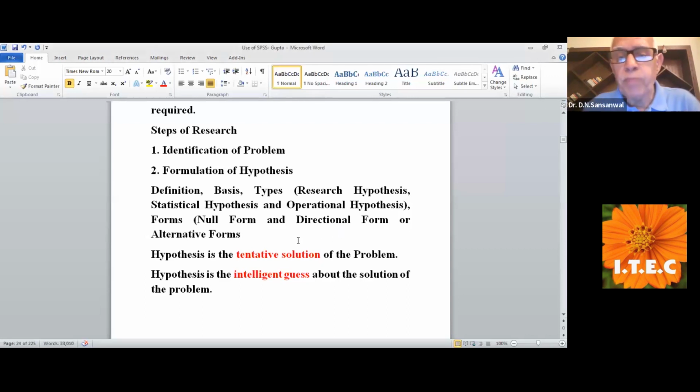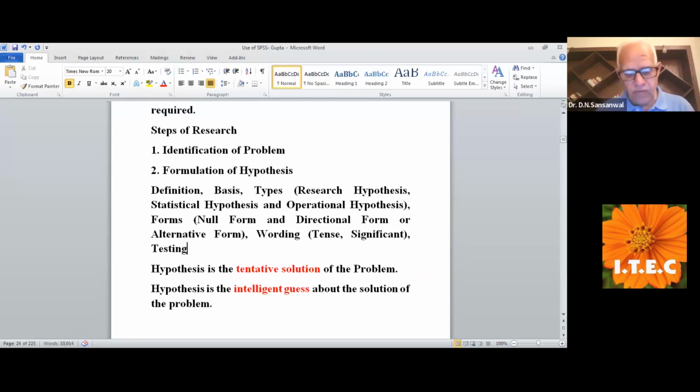So null form, directional form, or alternative form. These are the forms. These are not the types of hypothesis. Then you must know the wording of the hypothesis. And in wording, you must know which tense you should use, and you must use the word significant or significance. Then you should know the testing of hypothesis.